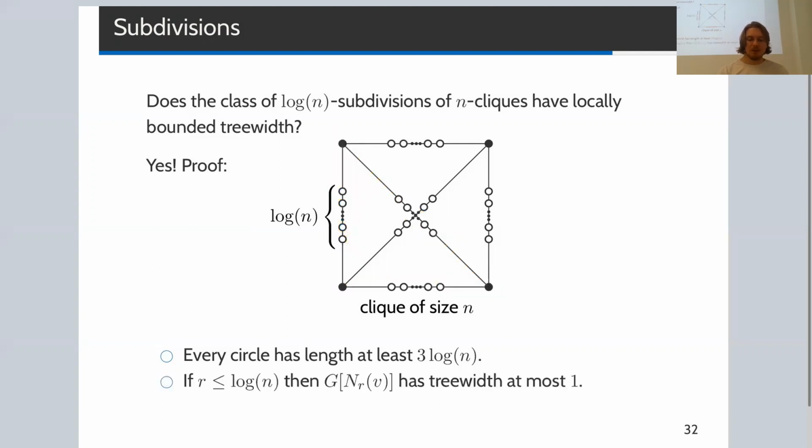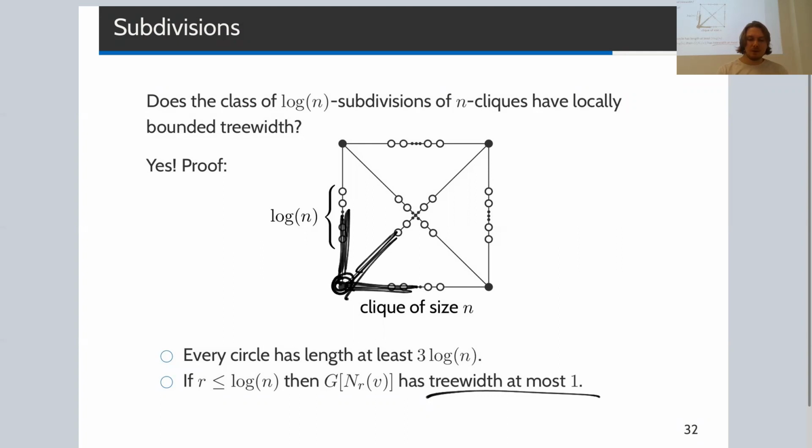And what does it mean? Let's take a look at a neighborhood with radius at most log n. A neighborhood with radius at most log n can contain no circle because circles have longer radius. So the neighborhood is a tree and therefore has tree width at most 1. So if you look at any vertex here and you only go at most log n steps, the only thing you get is this kind of tree.